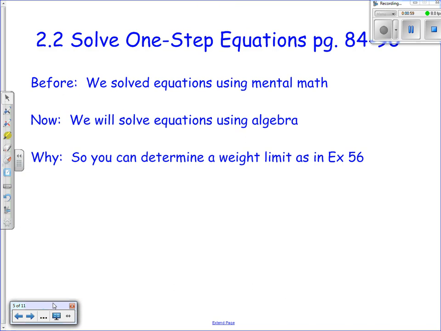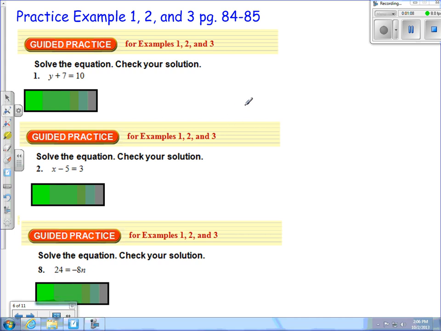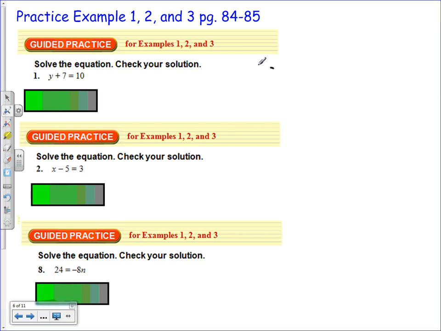Our goal in 2.2 is to be able to solve equations using algebra. We have a couple of examples here. I have no doubt that many of you can do these right now in your head. The issue is we need to see your work on paper. You have to show your work to get credit. So number one, you always start by writing the problem. Remembering whatever I do to one side, I have to do to the other. And I want to think about inverse or opposite operations. I'm adding 7. The opposite would be to subtract 7. 7 minus 7 cancels. 10 minus 7 gives me 3. My goal is to get variables on one side, numbers on the other.